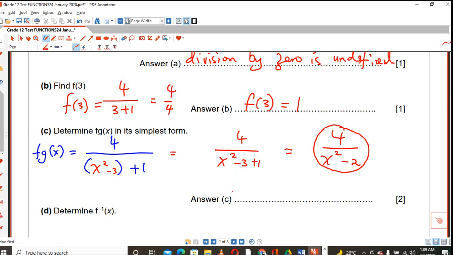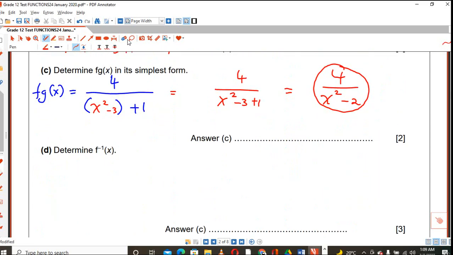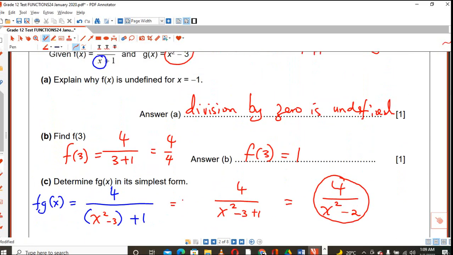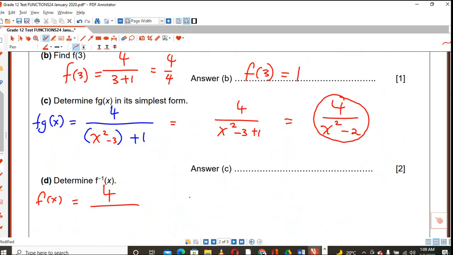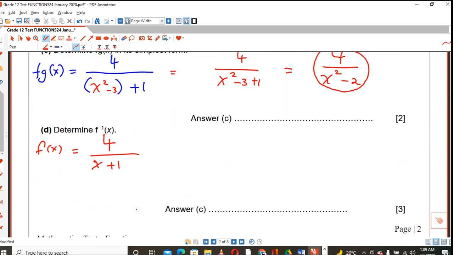Okay, so they want us now to find the inverse of f. Again, we know that function f is equal to 4 over x plus 1. So go ahead and write this as y equals 4 over x plus 1. And then we're going to swap those letters. So we get x equals 4 over y plus 1. I'm going to put that in brackets.